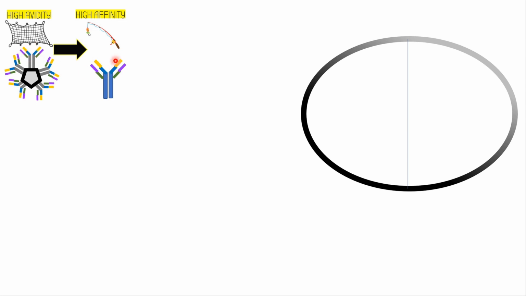The process here of somatic cell hypermutation is the thing that makes this fishing rod even more specific. Basically, it's the mechanism that makes these mutations in the VDJ regions so that your antibody and your antigen bind really, really tightly.